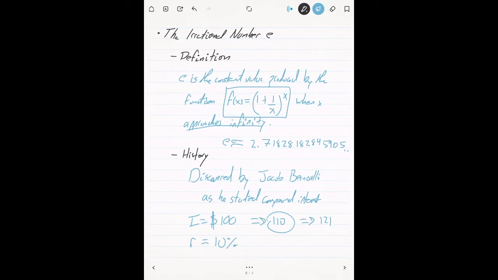What Bernoulli was doing is he was looking at what happened to the amount of money you earned, your interest that you've earned, as banks or whatever financial institution compounds your interest more and more. Now, maybe your bank gives you your interest once a year. Maybe they compound it twice a year. Maybe quarterly, 4 times a year. Maybe they do it monthly, 12 times a year. And what Bernoulli was doing is he was looking to see what happens the more times they compound it. And he started discovering this constant that would pop up.